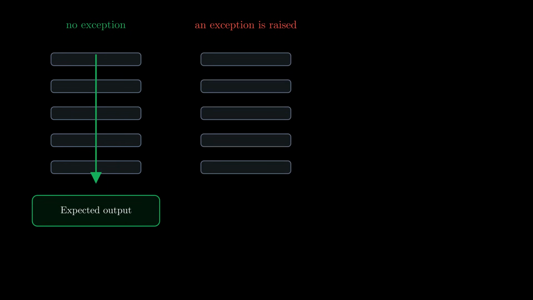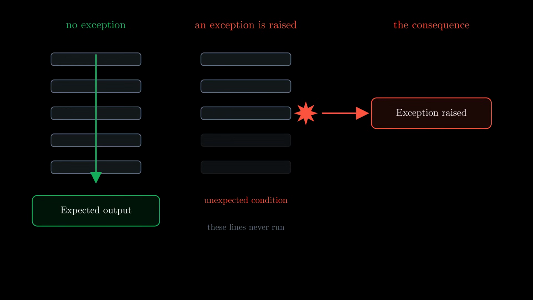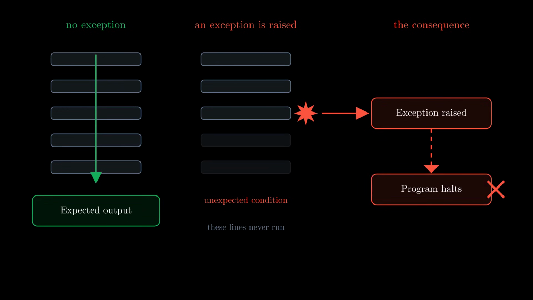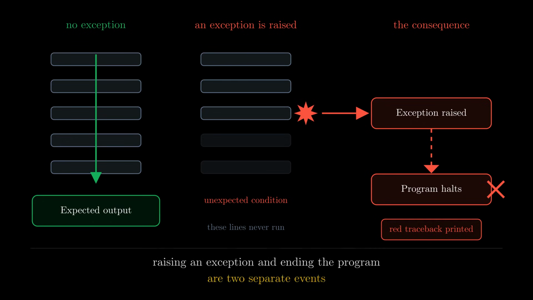Most of the time, code runs from top to bottom and produces the output you expect. Sometimes execution reaches a condition the code cannot handle, an unexpected situation. At that moment, Python raises an exception, a signal that something other than the expected thing happened. Unless the code does something about that signal, the consequence is fixed. Python halts the program on the spot, prints the red error report, and never reaches another line. The central idea of this video is that raising an exception and ending the program are two separate events, and the second one is optional.